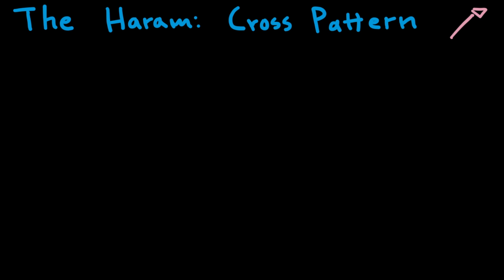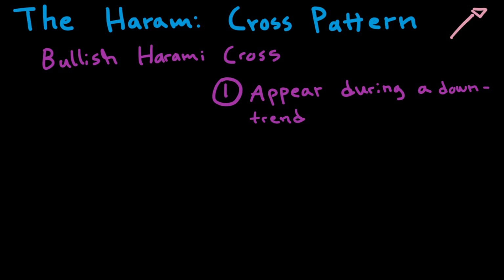So we can start by taking a look at a bullish Harami cross. The first thing about the bullish Harami cross is that it needs to appear during a downtrend. So prior to the actual pattern, we would have some candles, for example, looking something like this. So a bearish trend here. And the first candle of the pattern should be a strong red real body.